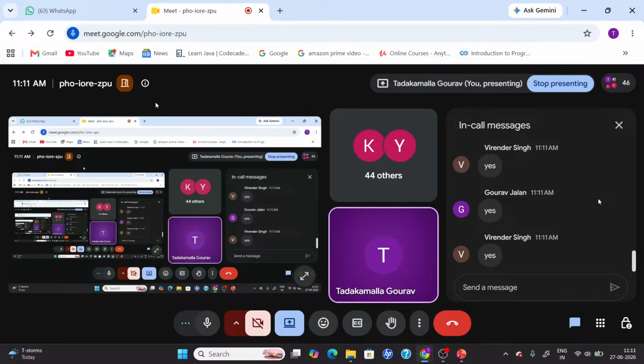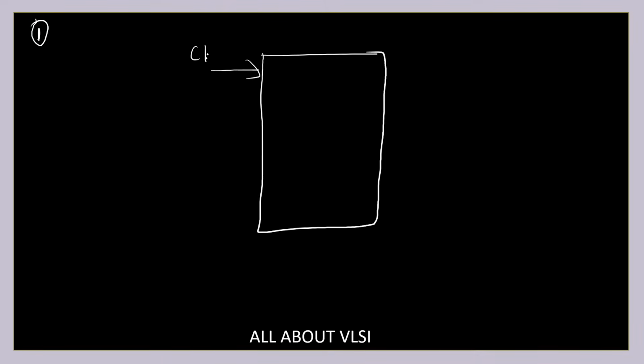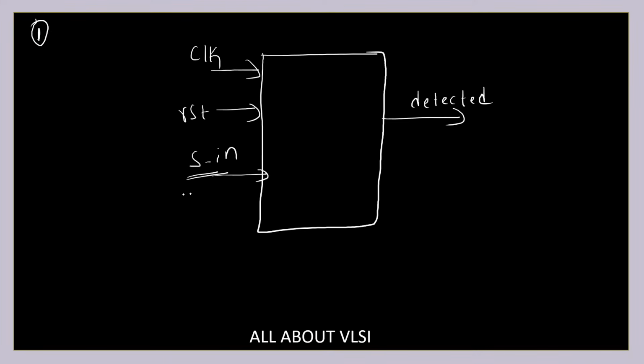So let's start with a few sequence detector problems. Let's start with basic levels. I've categorized these problems into multiple categories, so let's start with level one problems. Let's say I have to detect a sequence. I'm going to have a particular block which has a few inputs: clock, reset, and serial input. And I'm going to have one output which is known as detected. Now, let's say your input is going to be provided serially, that means for every clock edge, you're going to provide your serial input.